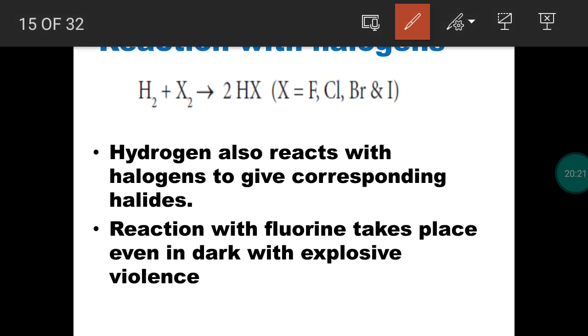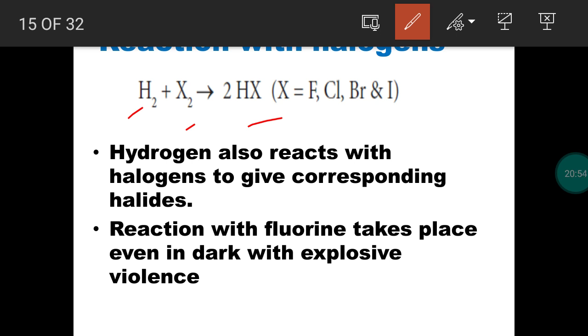Then, reaction of hydrogen with halogens. When hydrogen combines with a halogen, it forms hydrogen halides. It can form HF, HCl, HBr, and HI. So hydrogen halides can be formed, but each reaction is highly selective in nature. Hydrogen and fluorine diatomic molecules will combine directly and violently. So the reaction is an explosive reaction, and care should be taken while doing this reaction.